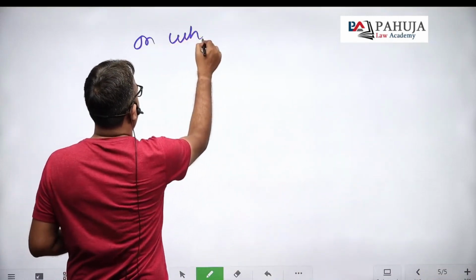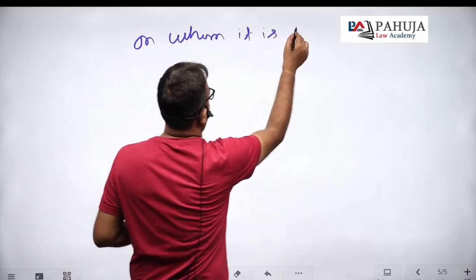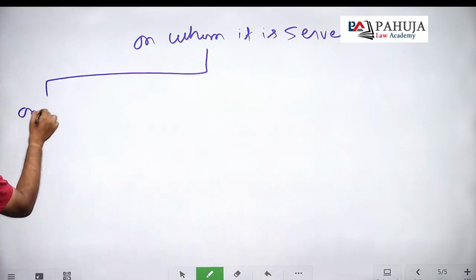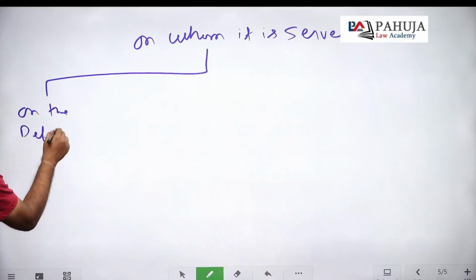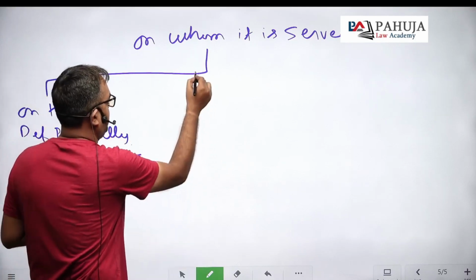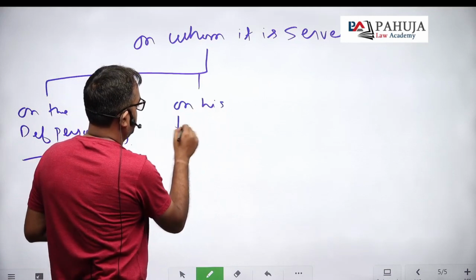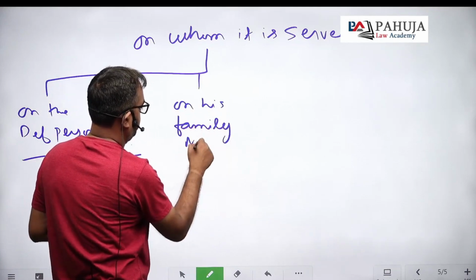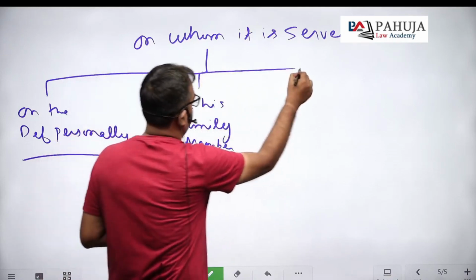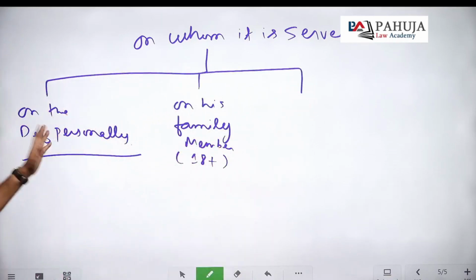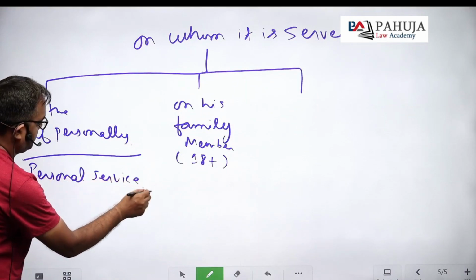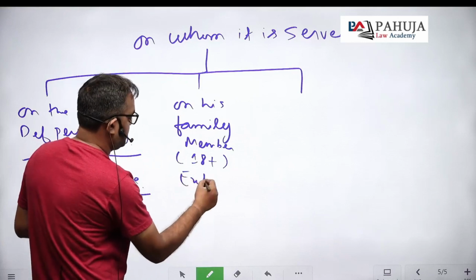On whom it is served, right? तो इसको भी हम लोग 4 पार्ट्स में डिवाइड करेंगे. First, on the defendant personally, right? First thing. दूसरा, अगर डिफेंडेंट नहीं मिलता है तो on his family member. Family member must be 18 plus. He should be an adult. अगर आपने उसके पर्सनली कर दिया, this is known as personal service. And this is known as extended service.